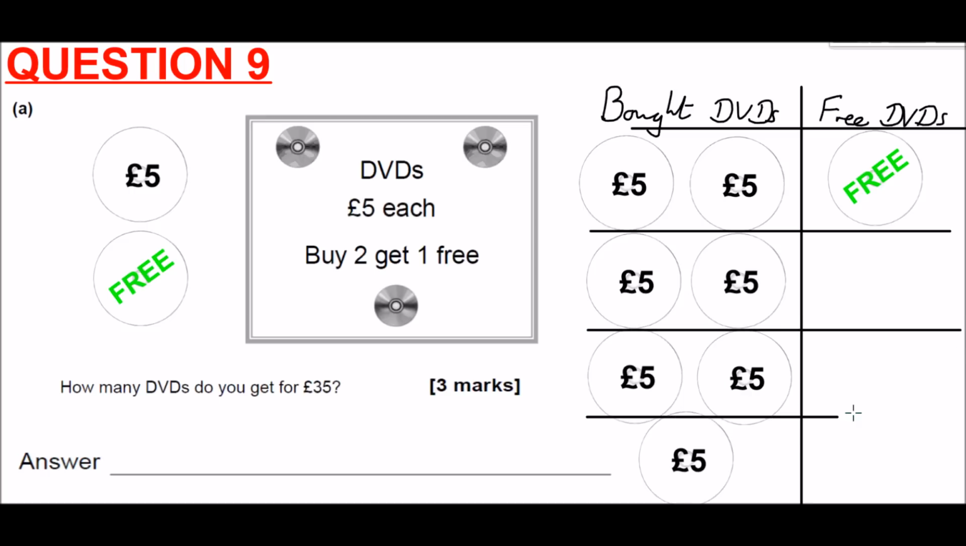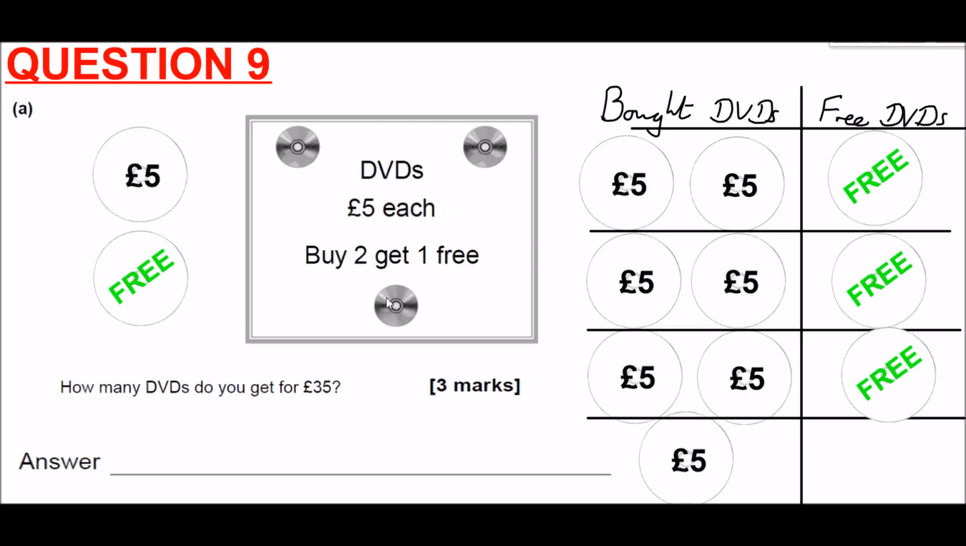and for each 1, so for each 2 you buy, we get 1 for free. So this one, buy 2, get 1 free. This row here, buy 2, get 1 free again. That just leaves 1 left. Now this one wouldn't result in a free DVD, because that one would just be one final one bought on its own.